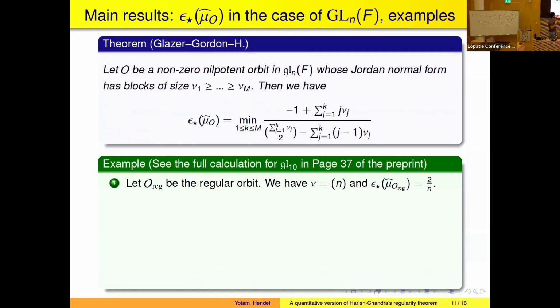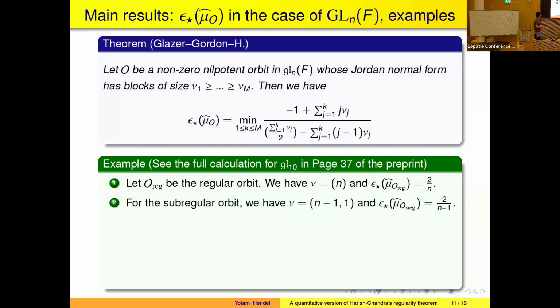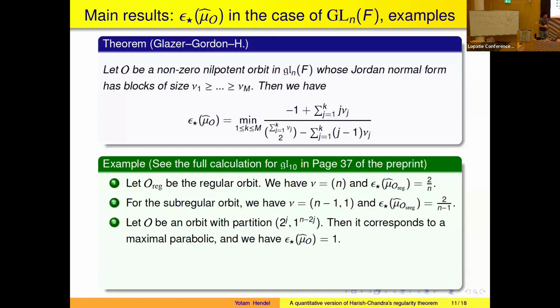As I think I've mentioned, if I have the regular orbit, it corresponds to the partition with just one block, and the epsilon is 2 over n. If we have the subregular orbit, then it corresponds to the partition n minus 1 and 1, and the epsilon of this is 2 over n minus 1. Now, you would think that only for the minimal orbit the largest value of epsilon will be attained. But actually, any orbit corresponding to a maximal parabolic has epsilon equal to 1.